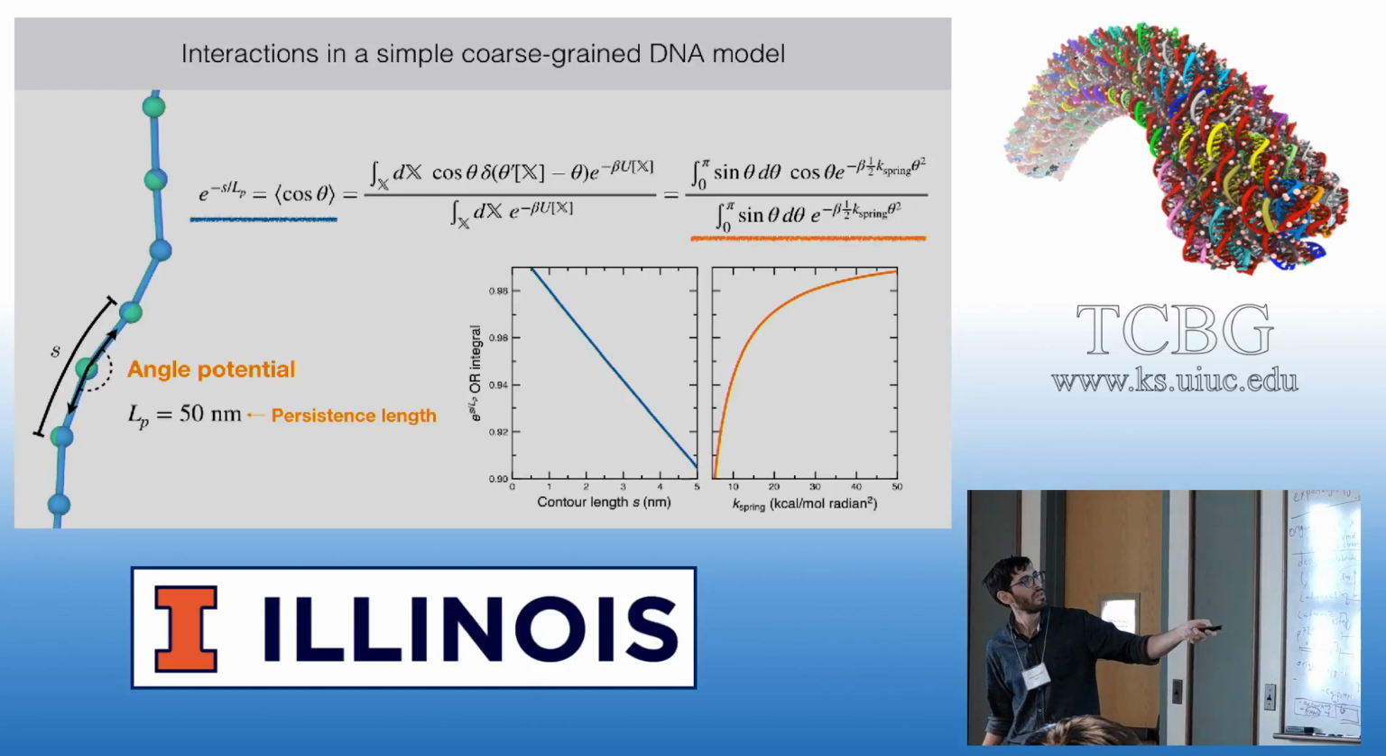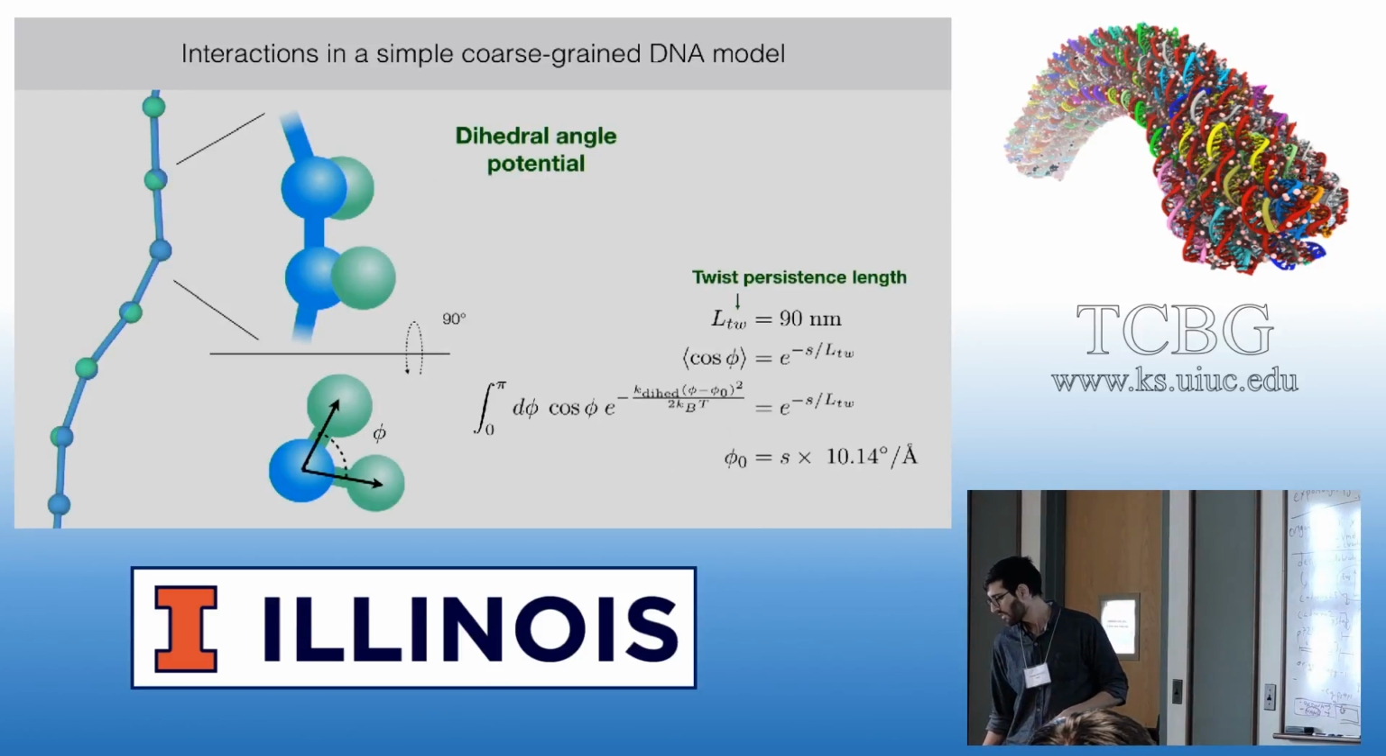So these two plots share a y-axis. Say you have 3 base pairs here: you can look at the contour length, trace your way up, see where you are on the y-axis, go over to the next plot, and trace your way down to get a spring constant. So that's actually what we do in our code.